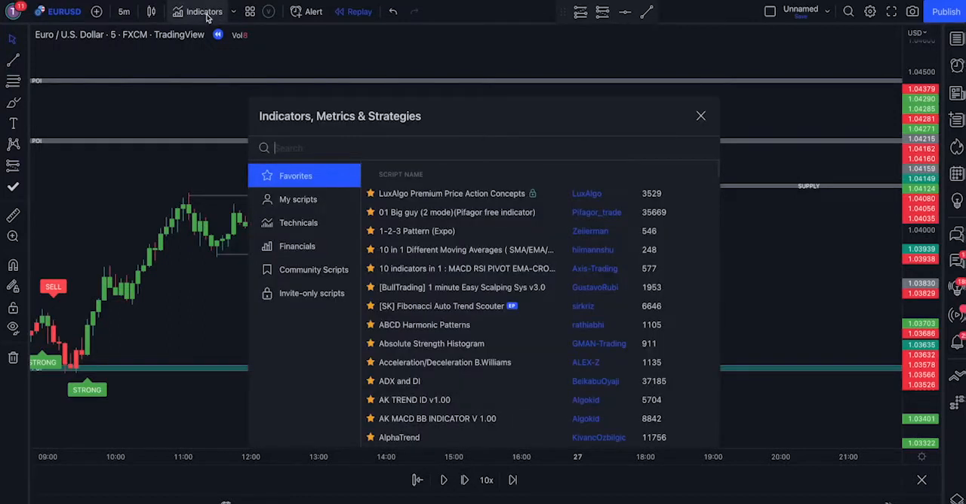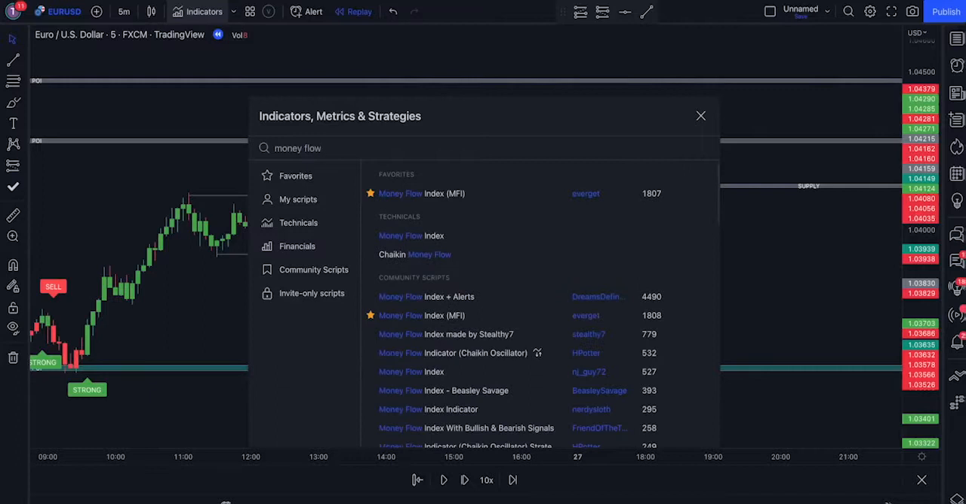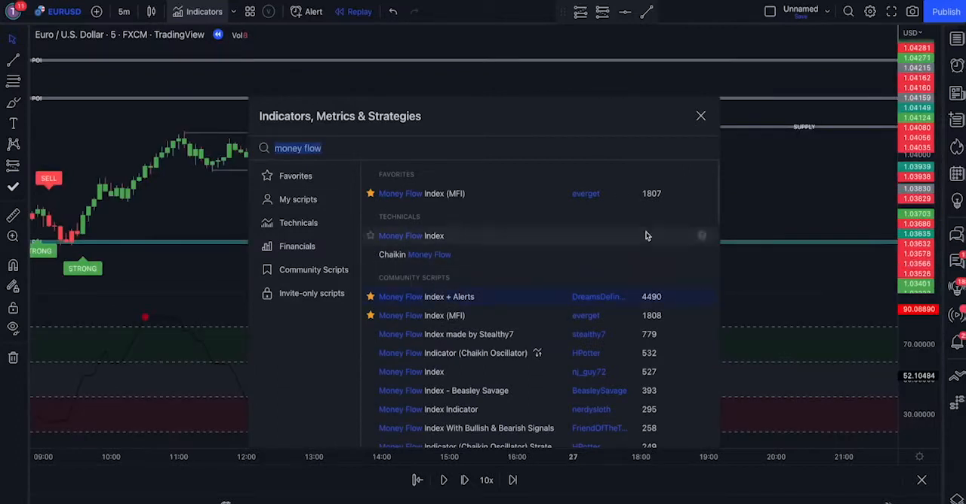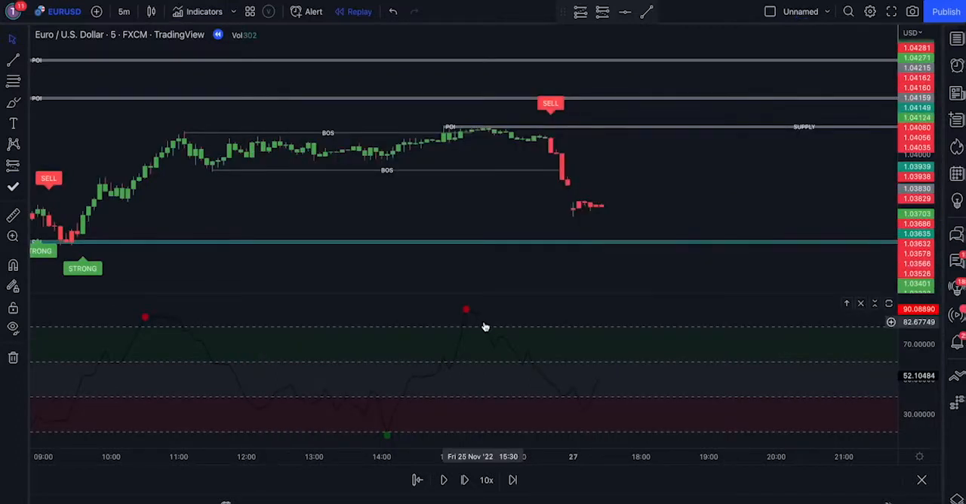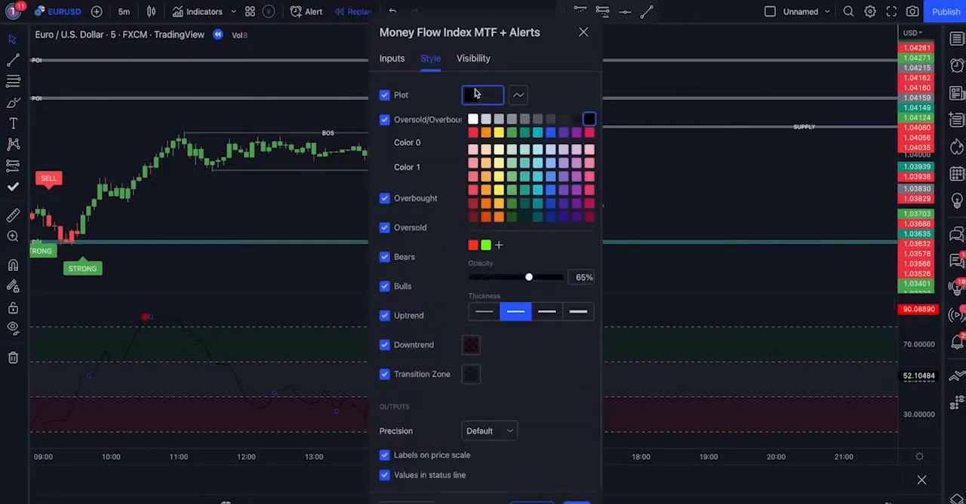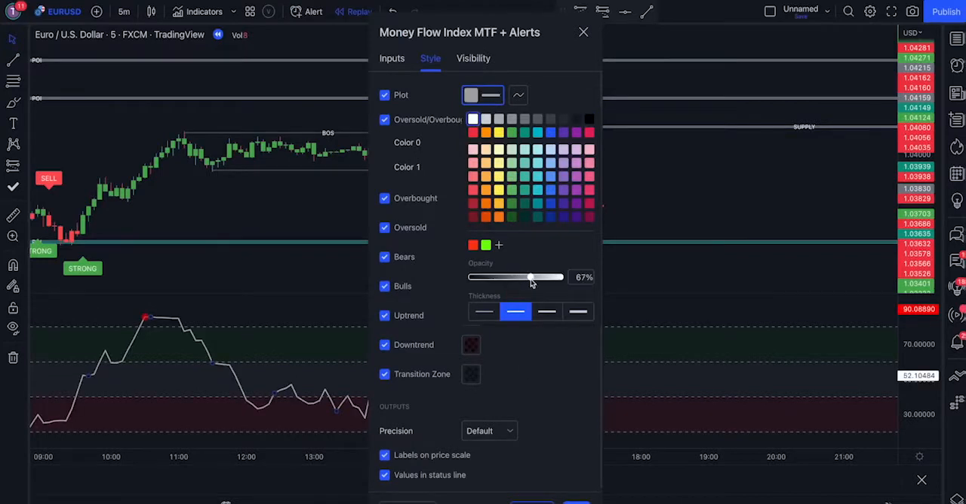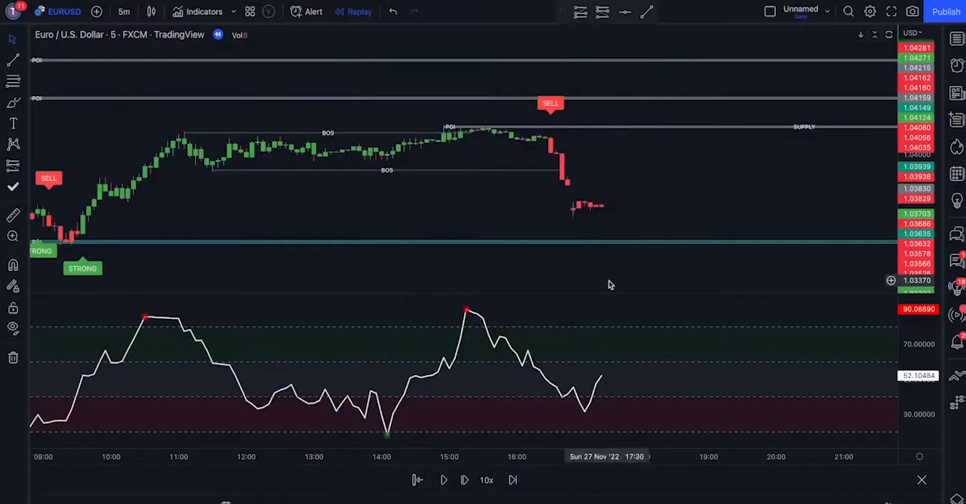And finally, to complete this setup, we need to add one more tool. This indicator is called the Money Flow Index. Okay, we can see that the line is barely visible, so in order to fix that, let's access the indicator settings, and in the style section, change the color of the plot. The main goal of this indicator is to identify the times when the market is overbought or oversold. When the white line crosses inside the green zone, the market is considered overbought. When the line crosses inside the red zone, the market is considered oversold.